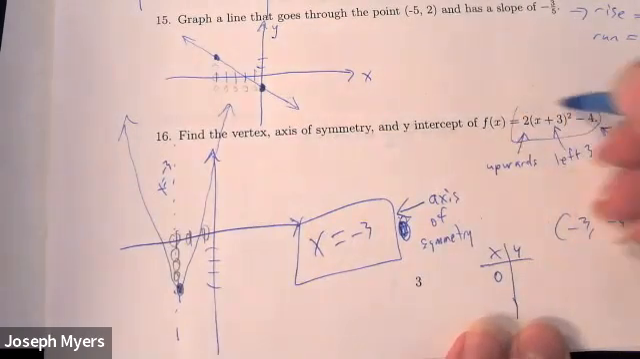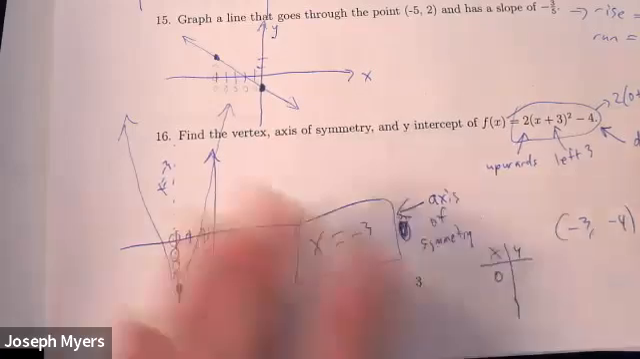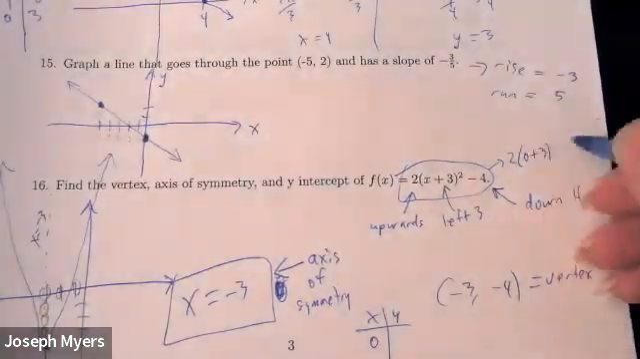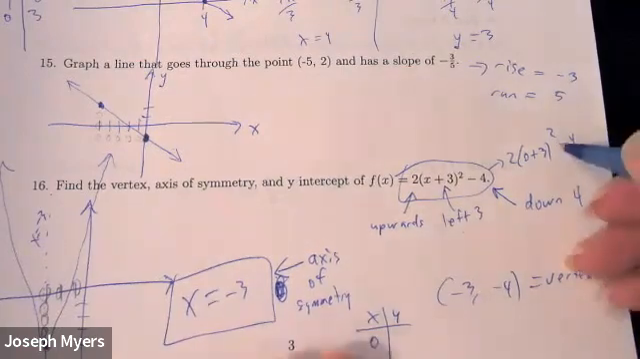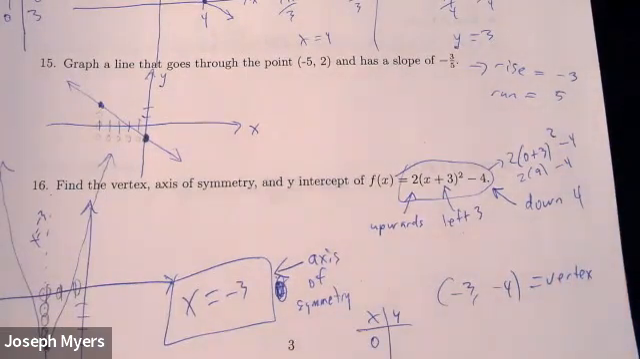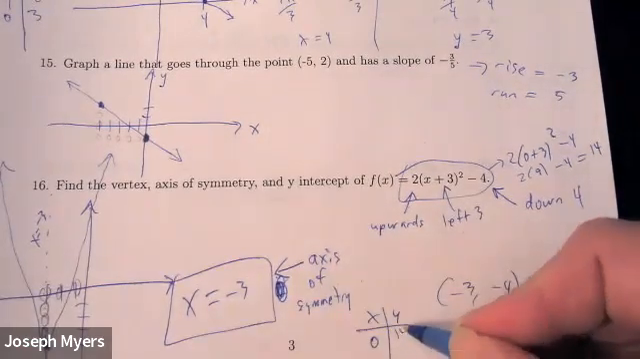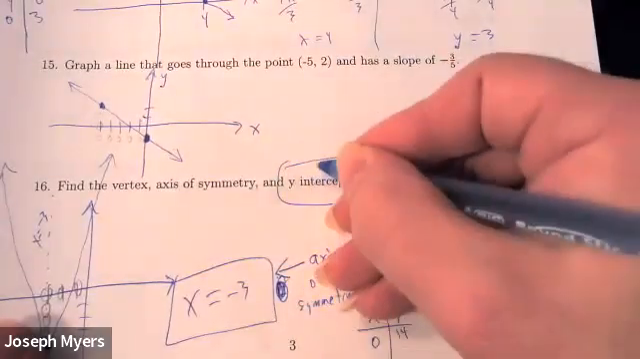If I took this equation and plugged in 0 for x, I would have 2 times (0 plus 3) squared, take away 4. Sorry, you can't see that. So what is 0 plus 3? 3. And what is 3 squared? 9. So you'd have 2 times 9 minus 4. What is 2 times 9? 18. And what is 18 take away 4? 14. Yep, exactly. So the y-intercept is 14. So go right here and say 14.